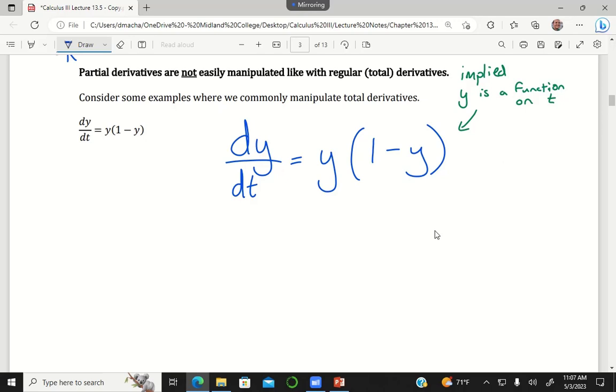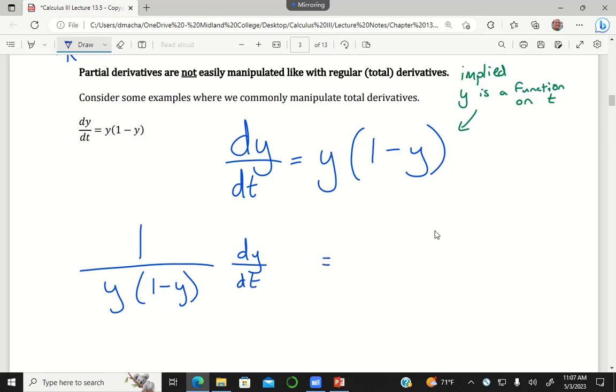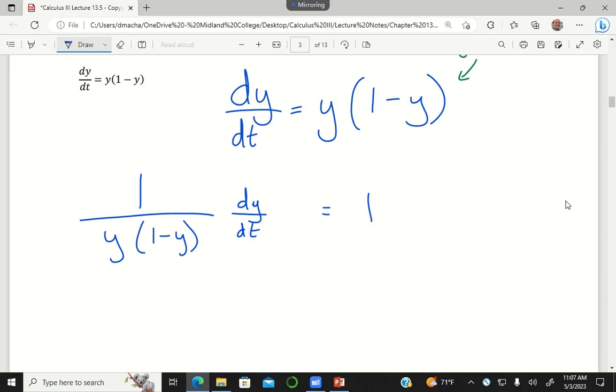The first thing I'm going to do is divide both sides by y times 1 minus y. Okay? So on the left side, I'll have 1 over y times 1 minus y times dy dt. And then on the right side, I just have 1. Because I want to get rid of the derivative dy dt, I'm going to take the antiderivative of both sides with respect to t. And since the left side is equal to the right side, then the antiderivative of the left side should equal the antiderivative of the right side plus some constant, right?